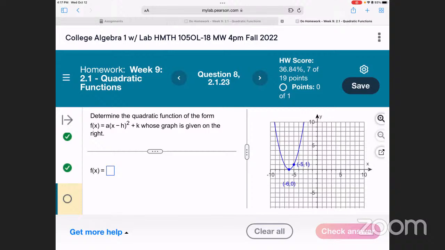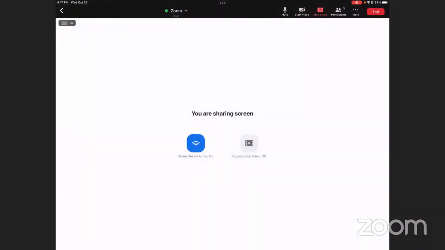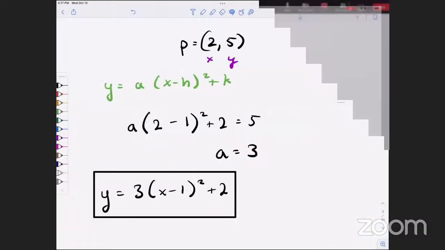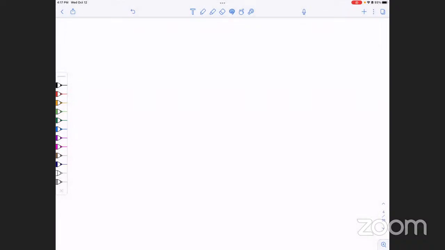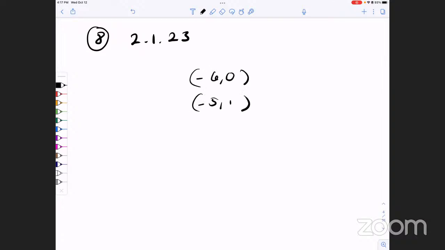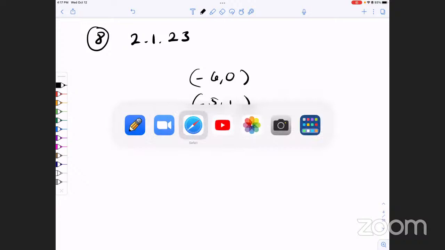8 and 23. Right, this is question number 8. This comes from section 2.1. I think it's 23. I think it was negative 6, 0, negative 5, and 1. I think that's it.